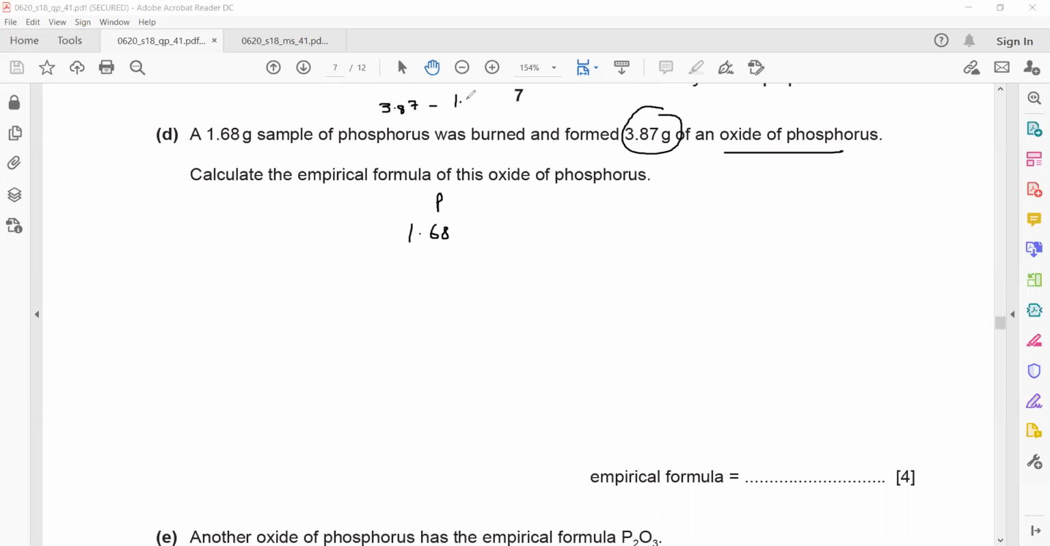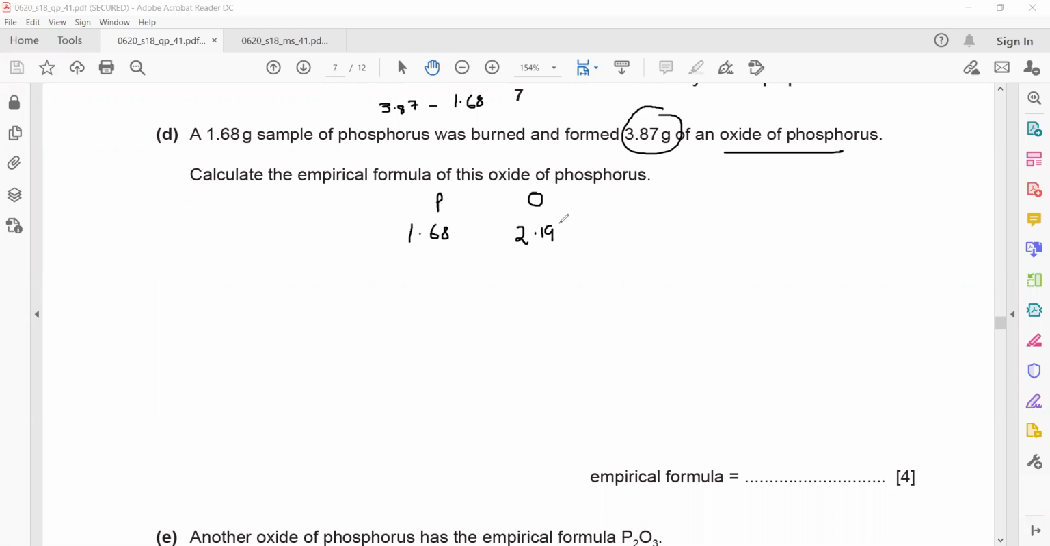What's the answer? This will give us the mass of oxygen in the phosphorus oxide, 2.19. Now to get the empirical formula, 2.19. Okay. Yeah, because it's 3.87 minus 1.68, so 2.19.